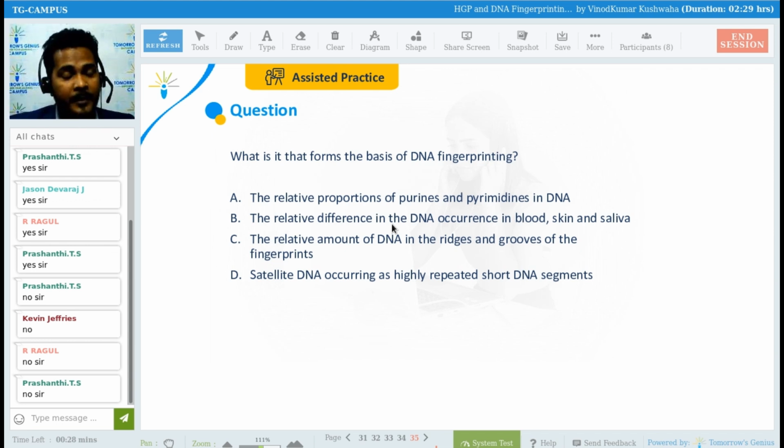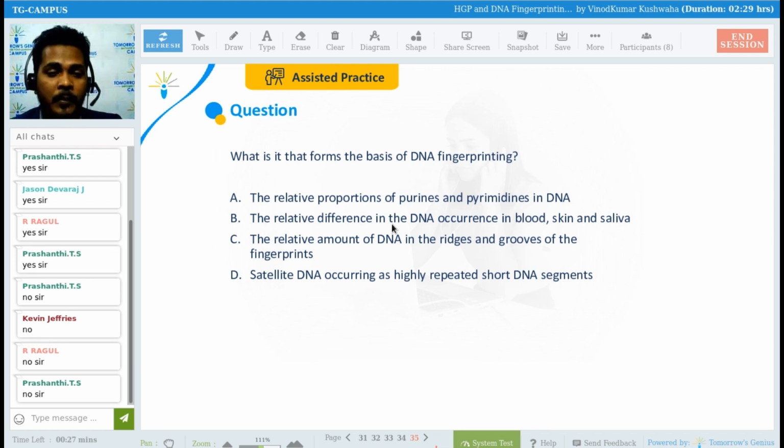What is it that forms the basis of DNA fingerprinting? I have told you about the VNTRs, and that relates to, I'm not going to tell you the term. Oh yes, Sarjana responded very quickly. The relative proportion of purines and pyrimidines in DNA, no, not possible. The relative difference in the DNA occurrences in the blood, skin and saliva, oh, this is not possible. Then the relative amount of DNA in the ridges and the grooves of fingerprint, oh no.